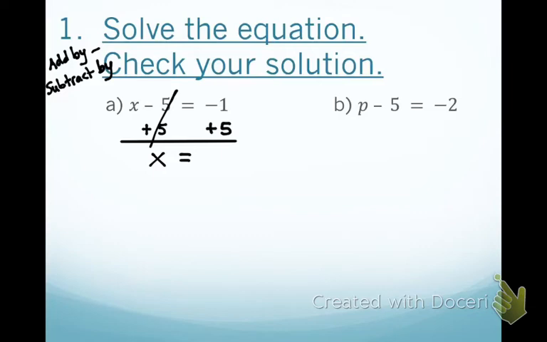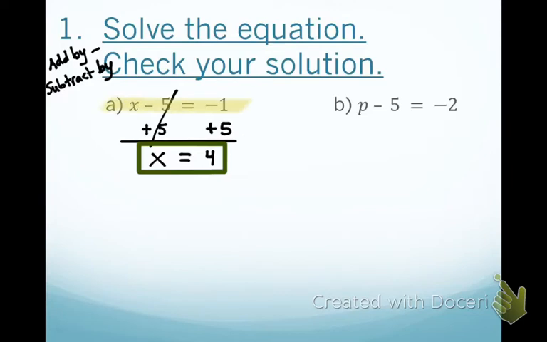Positive 4, because we take the sign of the larger number. And that is our answer. Now, it also tells us to solve the equation, but then it asks us to check our solution. This is the way that you check your solution. Do you guys see the original problem right there?